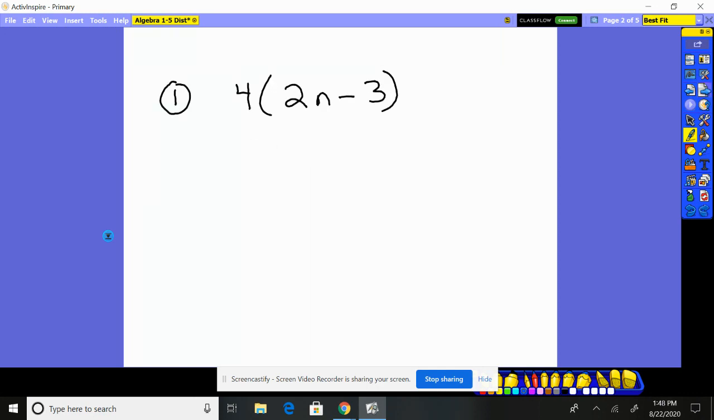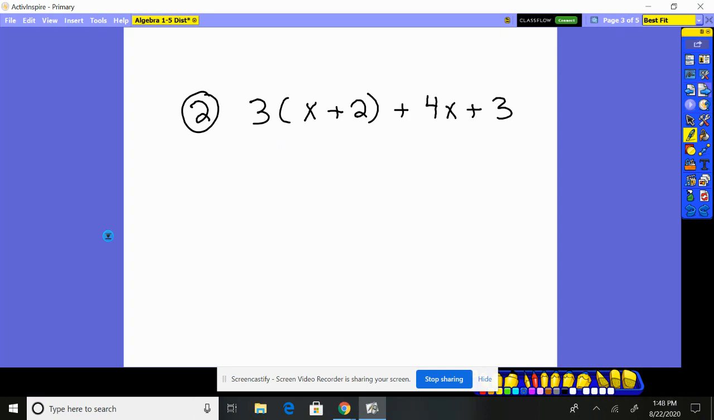So let's look at that. Let's say we have 4 times 2n minus 3. We're going to distribute the 4 through. 4 times 2n is 8n. And the 4 gets multiplied through to the negative 3, or the minus 3, which gives us subtract 12. And that's simplified all the way once we distribute the 4 through.